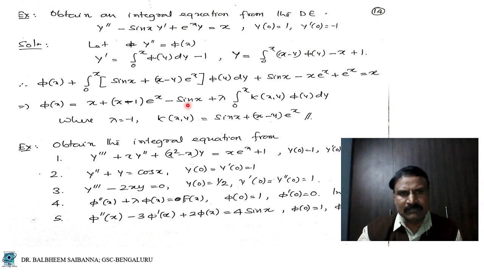You should take the right hand side minus sin x plus lambda integral 0 to x of k of x, y, phi of y dy. This one we are writing in terms of the kernel, where lambda is equal to minus 1, because we take the right hand side minus, and k of x, y is sin x plus (x minus y) e to the power of x. So again, the second order differential equation is converted into a Volterra integral equation of the second kind.